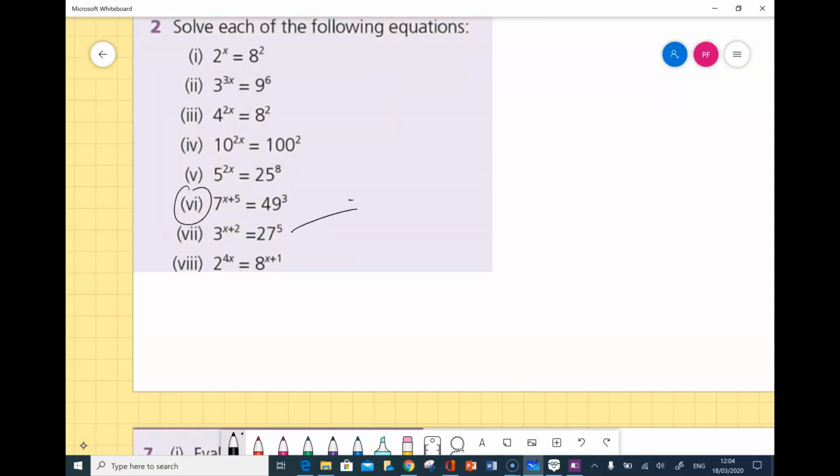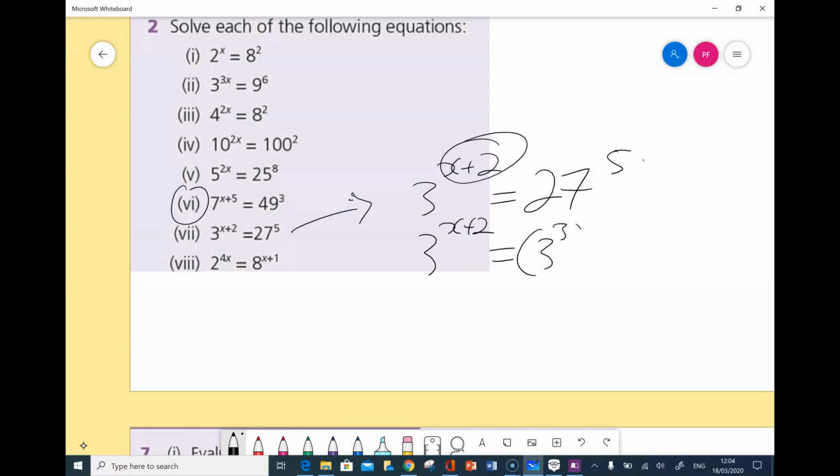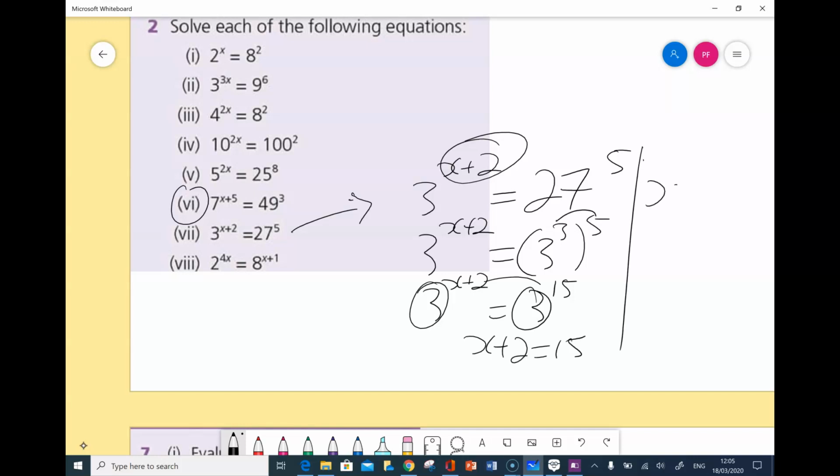So I've got 3 to the power of x plus 2 equals 27 to the power of 5. So what I'm looking for is my indices. That's where my x is, so I need to make my base numbers the same. 27 can be written as 3 cubed to the power of 5. 3 to the power of x plus 2 equals, in this situation we multiply, that's 3 to the power of 15. Base numbers are the same, so indices must be the same. X plus 2 equals 15. X is equal to 15 minus 2. X is equal to 13.